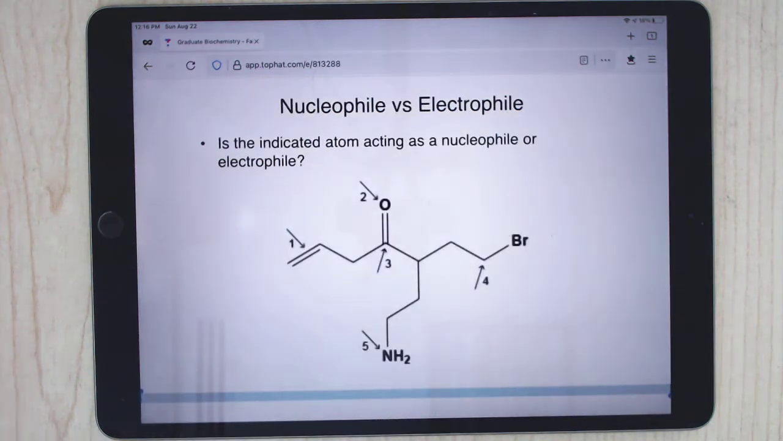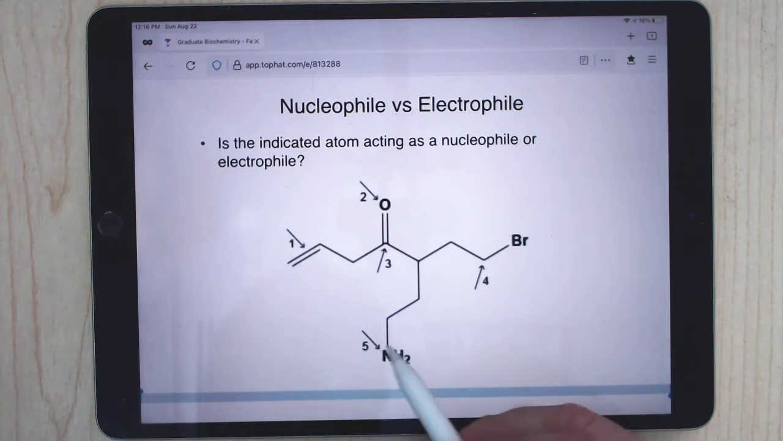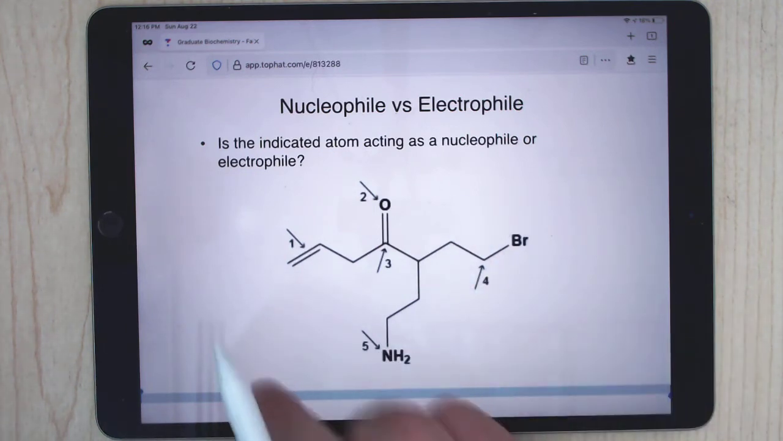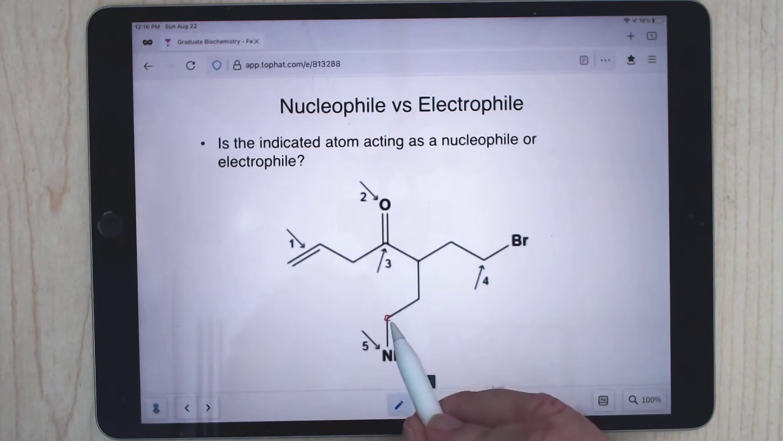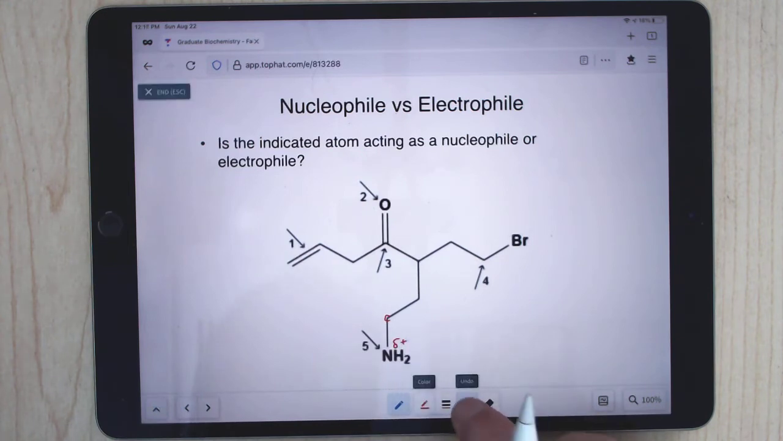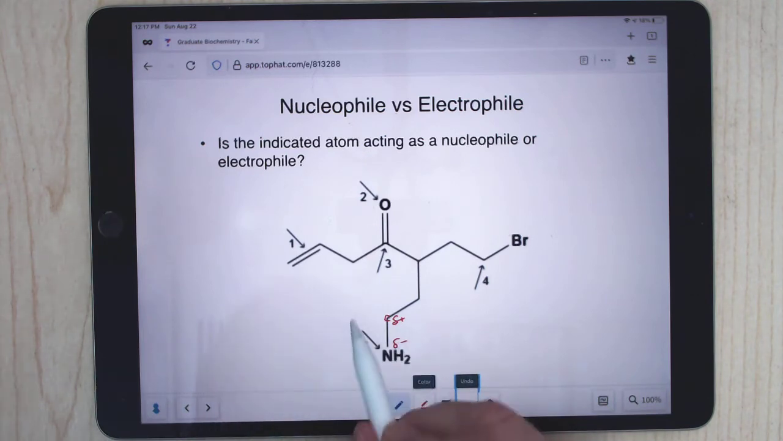So some work better than others. Now, if you're trying to figure out if this is a nucleophile or electrophile, what you're going to be looking for is a polar covalent bond. For this one here, we have this carbon-nitrogen bond. Nitrogen is more electronegative than carbon, so that must mean this is negative, that's positive. Since it's negative character, that must mean it's a nucleophile.